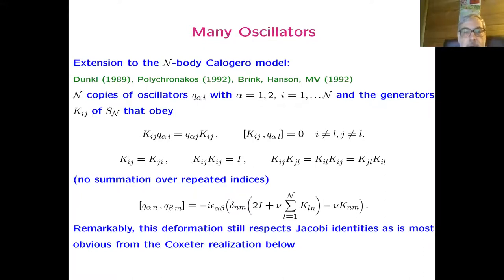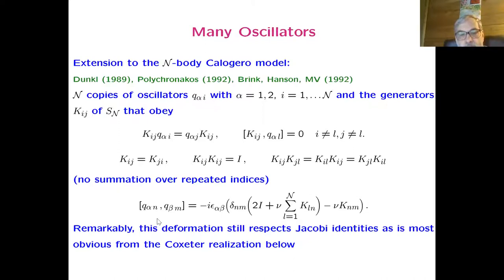So now we consider n copies of oscillators. The label i now takes n values, and we also introduce Klein-like operators that permute these oscillators. K_ij, just by this relation, replaces i by j upon being moved to the right. These relations just describe the symmetric group, nothing else. They can be considered as defining relations, which make no difference between all i and j.